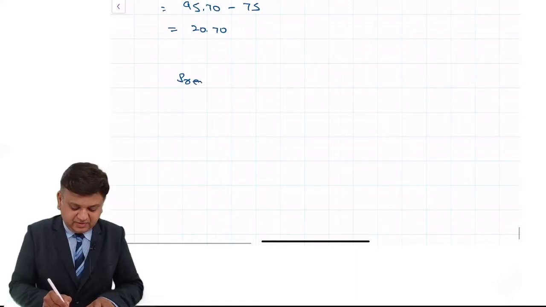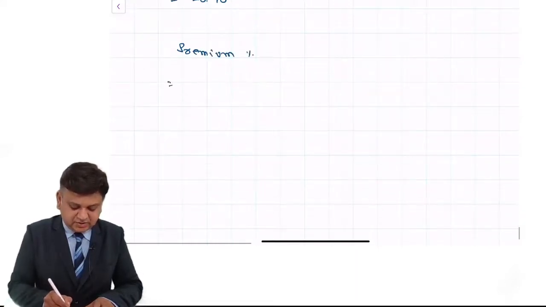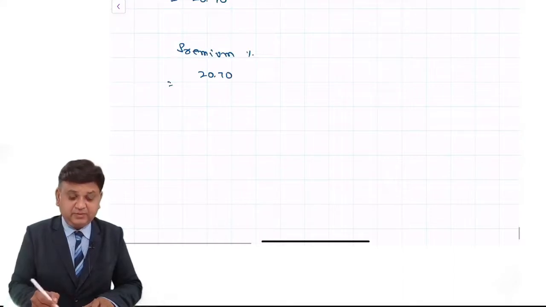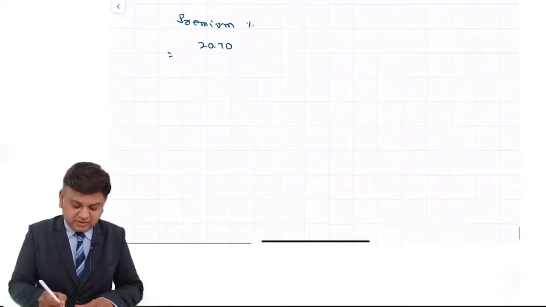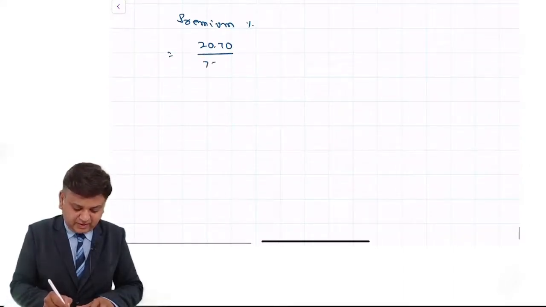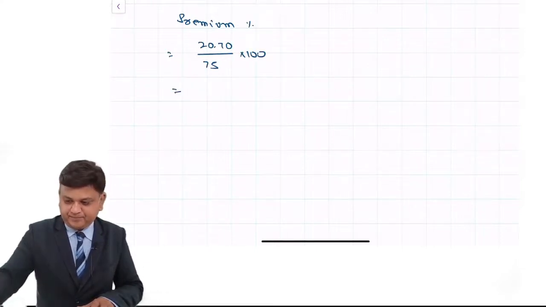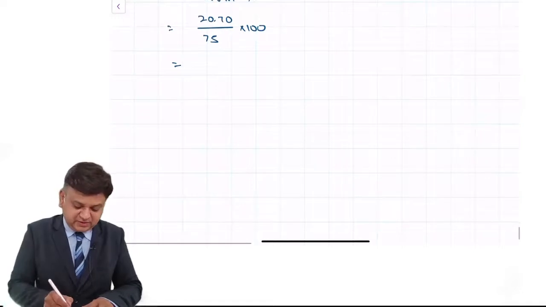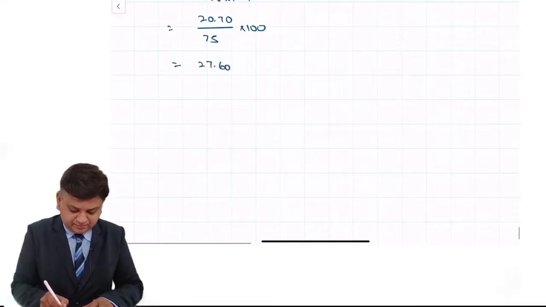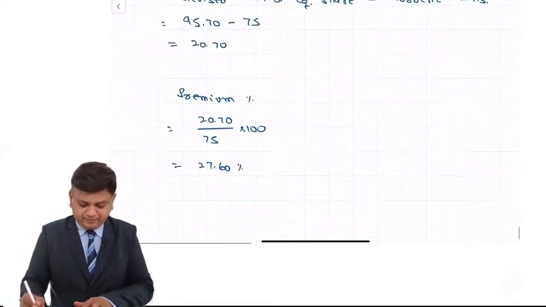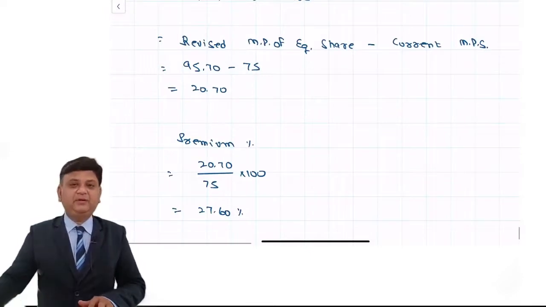and as far as the premium in percentage term is concerned, it is 20 rupees 70 paise is the premium over the current market price of 75. That comes to 27.60. That is the way premium in percentage term can be calculated.